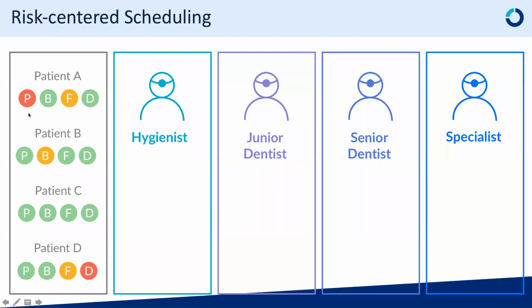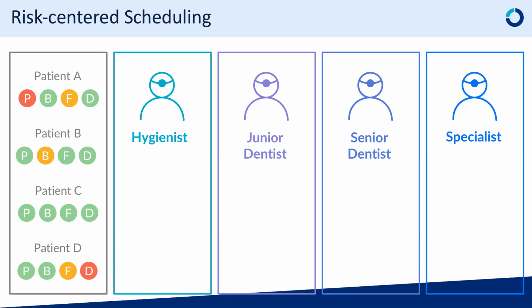So just for everyone who's not familiar with those circles here, the P stands for perio, B stands for biomechanical, F for functional, and D for dentofacial. So gum, tooth structure, jaw, and then obviously smile characteristics. That way, every single patient would have a risk associated to every one of those 4 categories.